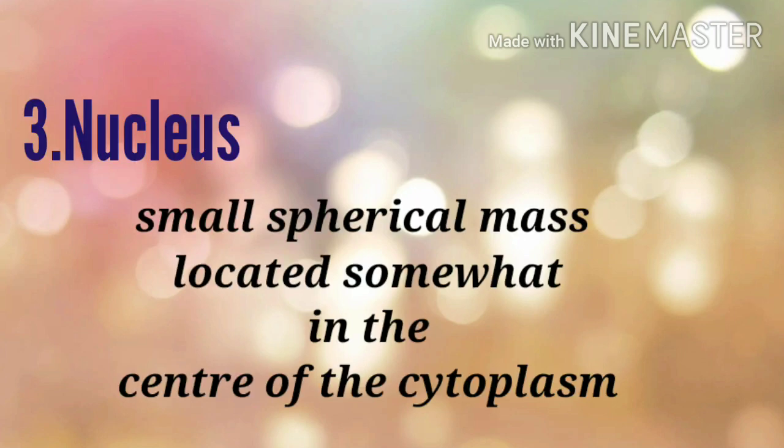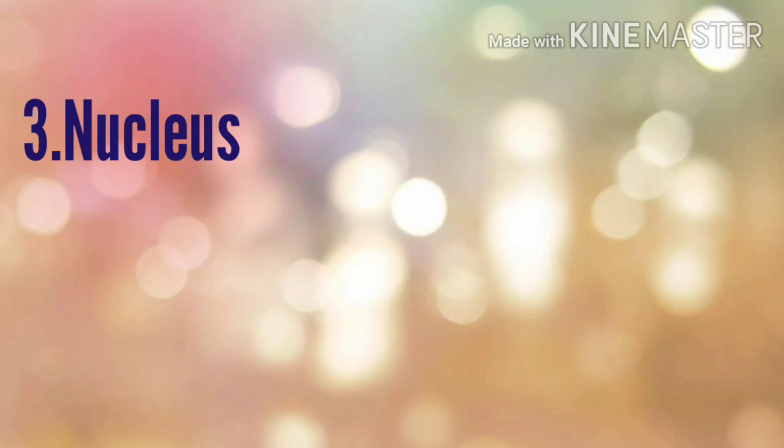Next, we can study the third and the most important part of the cell. Yes, the nucleus. The nucleus is a small spherical mass located somewhat in the center of the cytoplasm. In a plant cell, the nucleus will be shifted towards one side because of the presence of a large vacuole. Now let us study the structure of the nucleus.